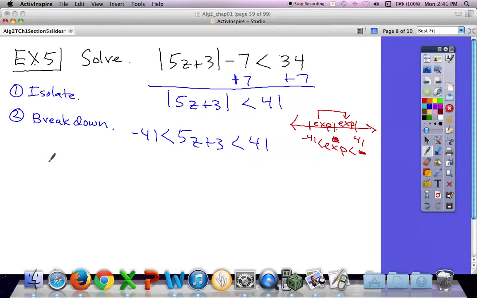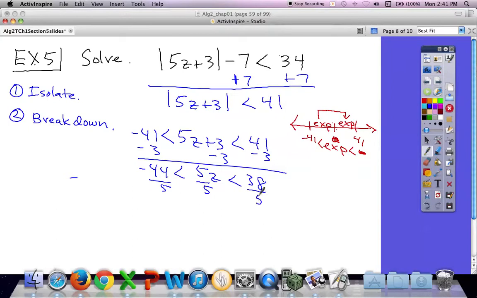Now, with the 3-part inequality, solve for the variable in the middle. What do I have to do first? Subtract 3. So this is negative 44 is less than 5z is less than 38. Then what? Divide by 5, right? So divide 5, divide 5, divide 5. So negative 44 fifths is less than z is less than 38 fifths. That's the solution.